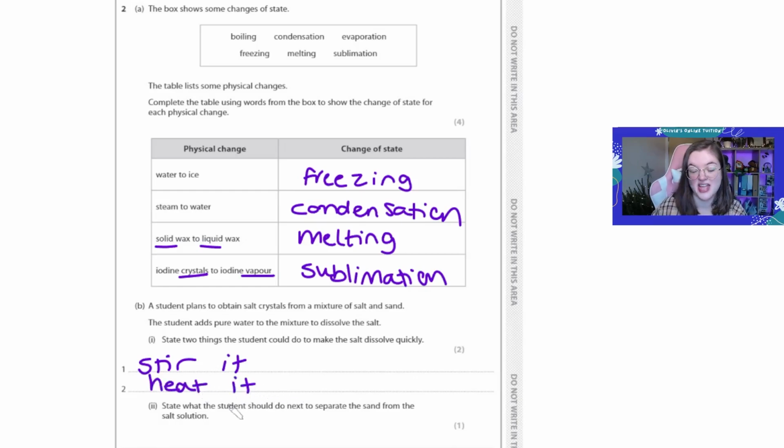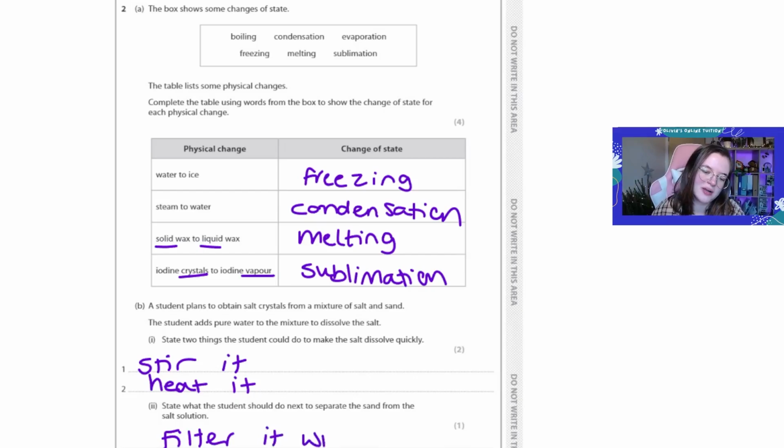Heat it. That'd be that. And then part 2 states what the student should do next to separate the sand from the salt solution. Well, they could just filter it, couldn't they? Like when you're at the beach and you pour the sand and the water through a funnel. Same thing here.